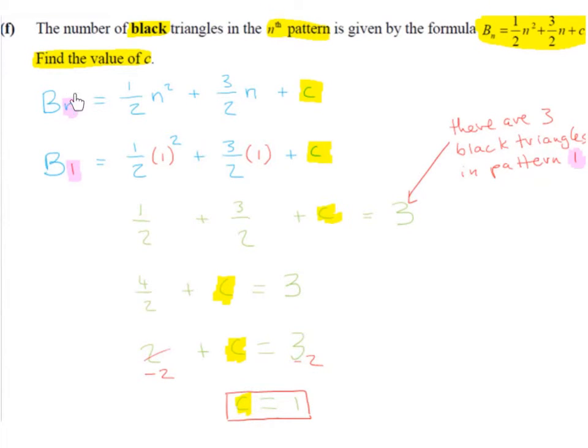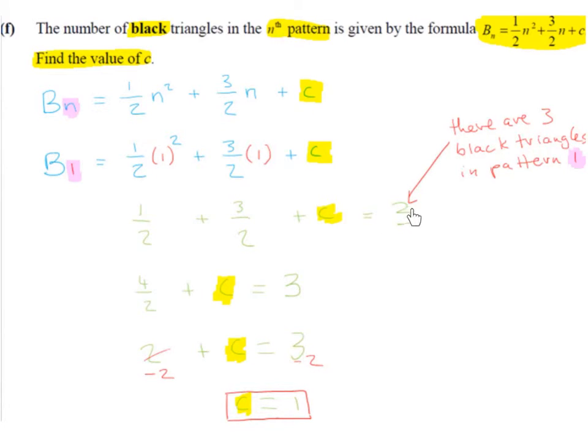So our formula is Bn equals a half n squared plus 3 over 2n plus c. So we're going to substitute 1 in place of each n in our formula. So we're going to have a half times 1 squared plus 3 over 2 times 1 plus c. 1 squared is 1, and a half times 1 is a half. 3 over 2 times 1 is 3 over 2 plus c.